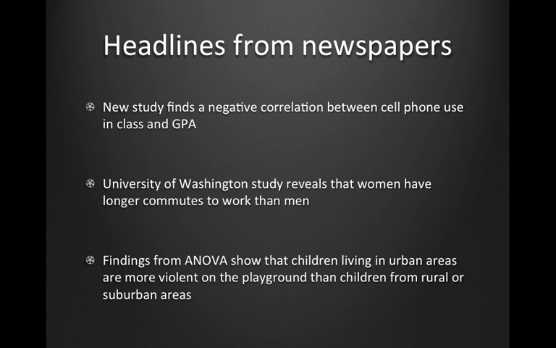What does that mean? It's likely that women and men were asked to report how long their commutes were, and then an independent t-test was used to find out whether women or men had longer commutes, and it appears that women have longer commutes. So they spend more time getting back and forth to work. Findings from an ANOVA show that children living in urban areas are more violent on the playground than children from rural or suburban areas.